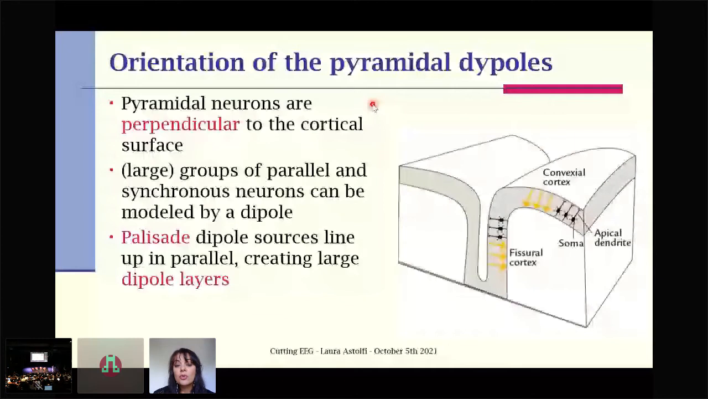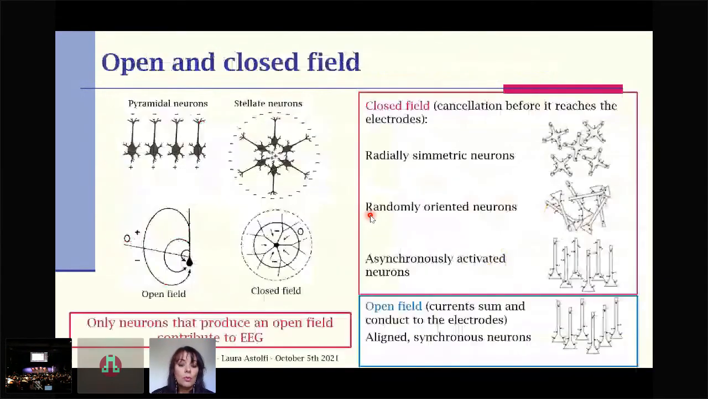So we need large groups of synchronous neurons. I will show you in a minute why it's important that they are synchronous, and also their relative disposition is important. If these conditions are met, we can model by a dipole not just the single cell, but also groups of cells, even of many cells. The larger the group and the more these conditions are met, the stronger the signal that will be produced and that we will be able to measure.